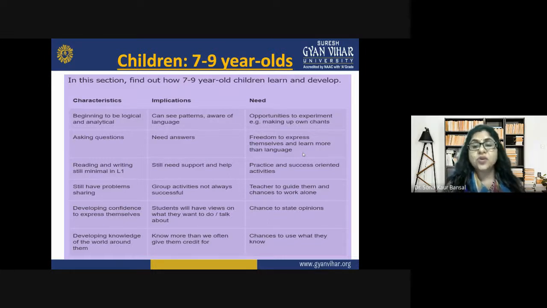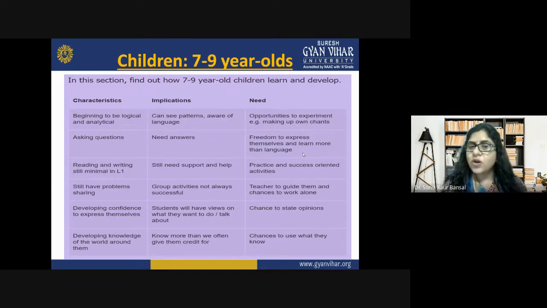And teachers must also give them chances to work alone in their own way. Clear, students? Now next is about developing confidence to express themselves. These are the learners, when they are actually developing their confidence level as well. So students will have views on what they want to do and talk about. Whatever feelings they have, they show in their behavior. They want to talk about it at this stage.